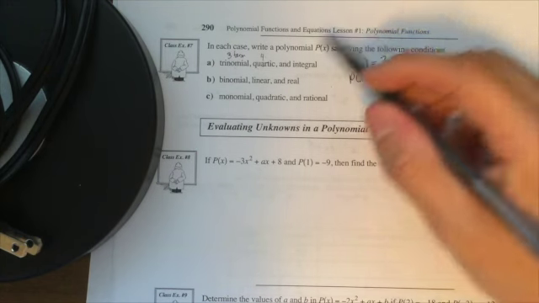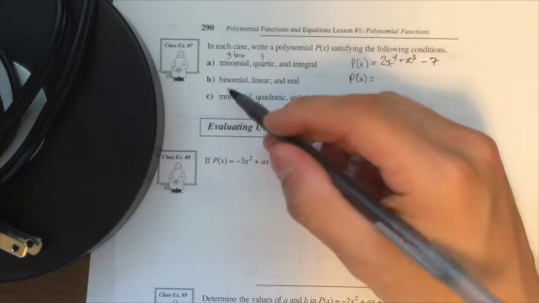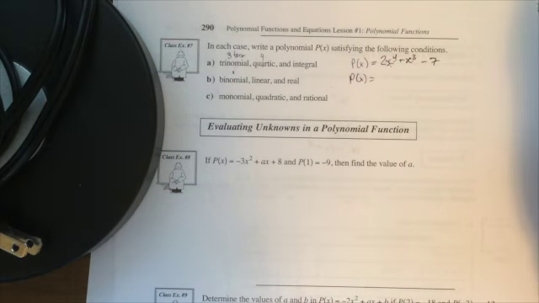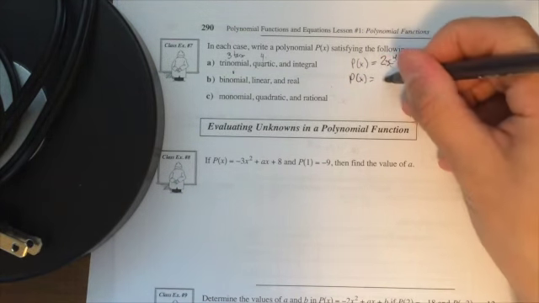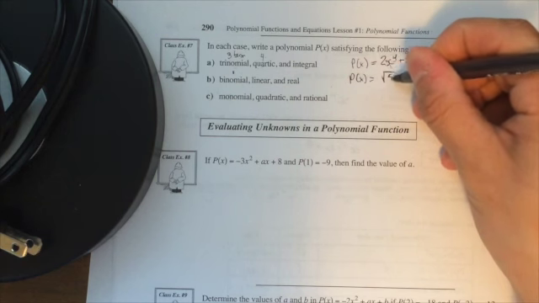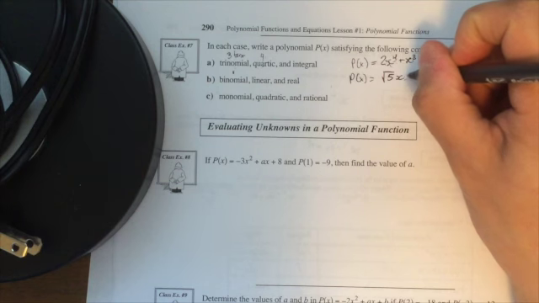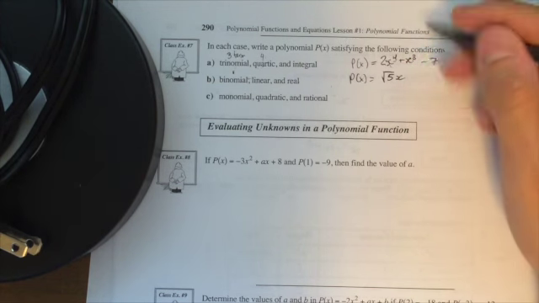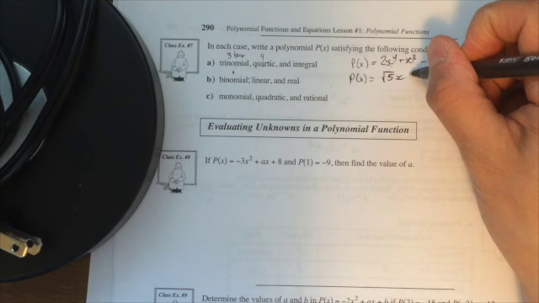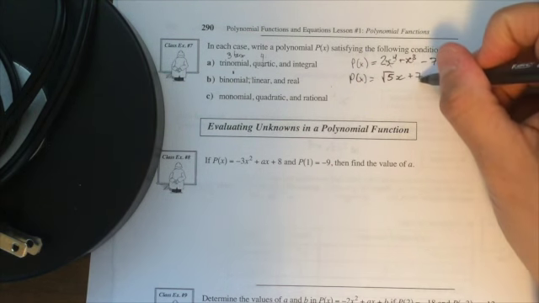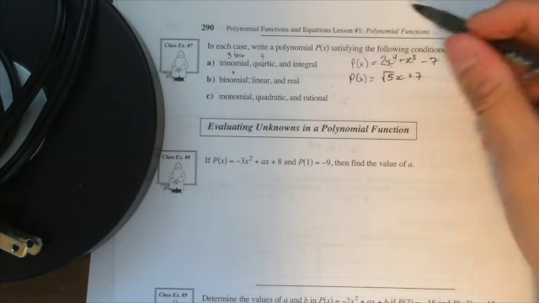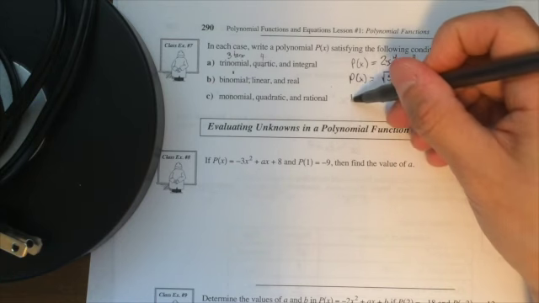P of x is equal to a binomial term that's linear and real. With binomial, there's 2 terms. If it's real, that means it has to have a square root as one of its coefficients. So let's go square root of 5x. And it's linear, so it has a degree of 1. And let's make it square root of 5x plus 7. So that satisfies all my conditions.